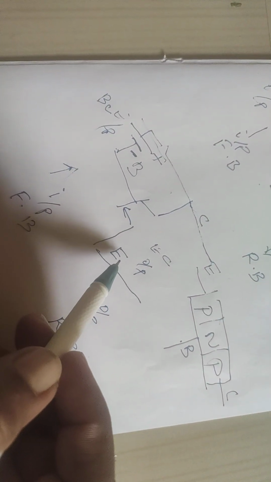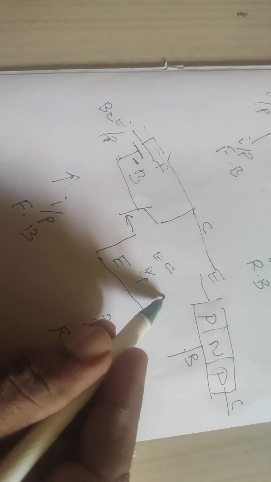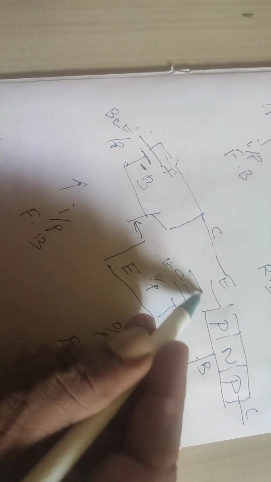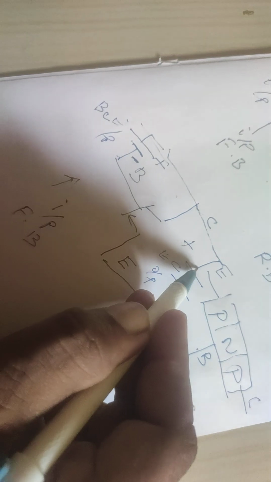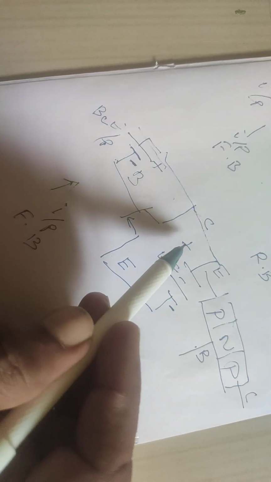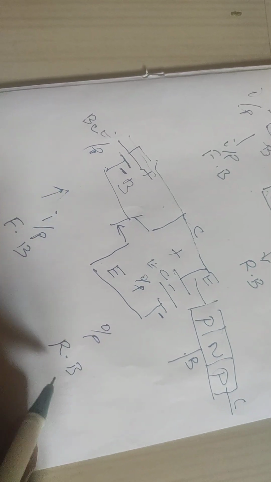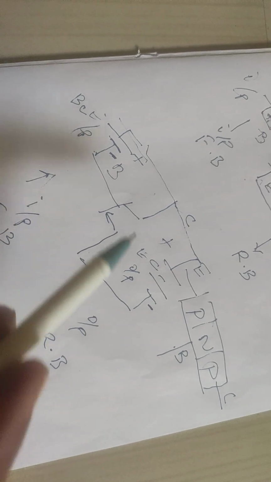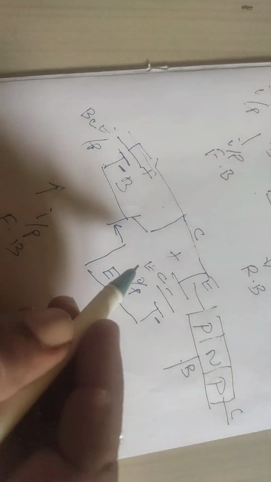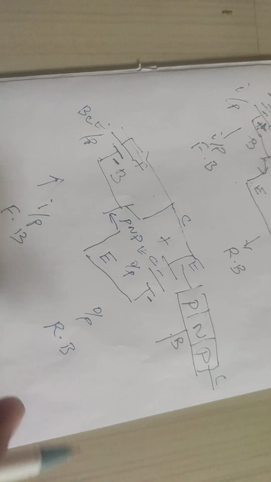On the output side, emitter is a P-type semiconductor. So P gets negative, then collector gets positive. Emitter gets negative, collector gets positive DC supply, then output emitter collector junction will be in the reverse bias. This is the biasing arrangement for common collector PNP transistor.